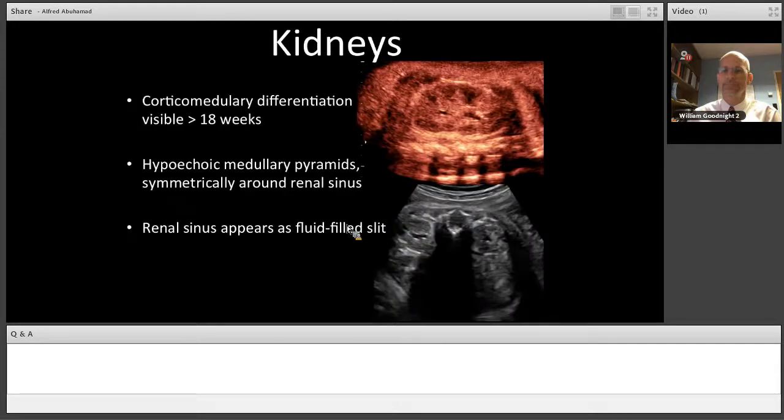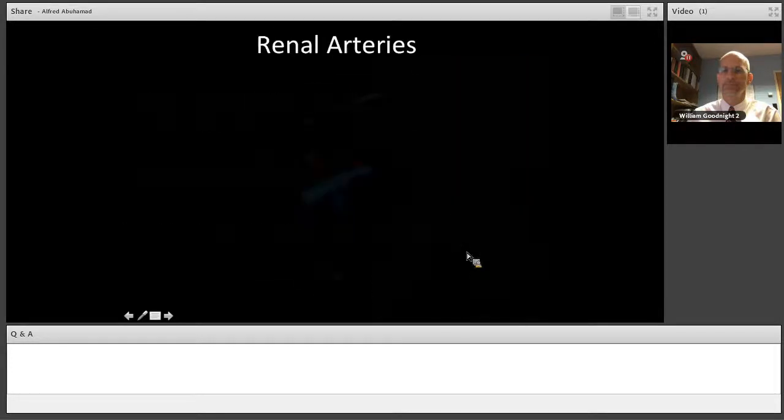In second and third trimester ultrasound, as you know, the kidney has its corticomedullary differentiation. Now you see the pyramids surrounding the renal sinus, and the renal sinus has a clear, slit-like appearance, as you see right here in these two normal fetuses.